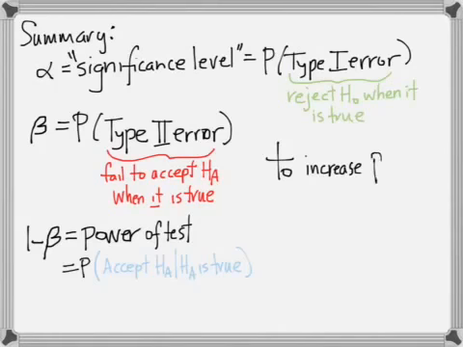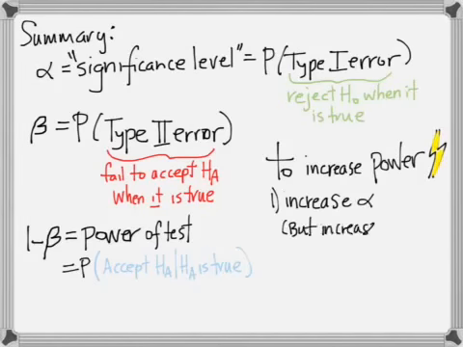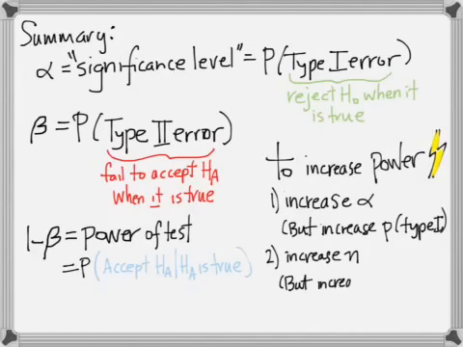And the way we can increase the power, sorry, indulging myself a little lightning bolt there, is you can increase alpha or you can increase n. The disadvantage to increasing alpha is that it increases the chance of making a type 1 error, and the disadvantage to increasing n is it increases the cost.